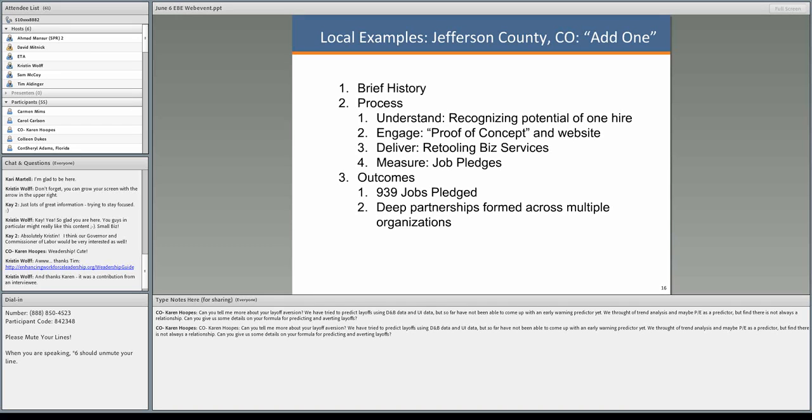And the intern asked this astoundingly simple question. What if every business in Jefferson County hired someone? We have 20,000 businesses in Jefferson County. What would happen? And of course, they did a little bit of number crunching, and they found that they would essentially have a full employment economy.